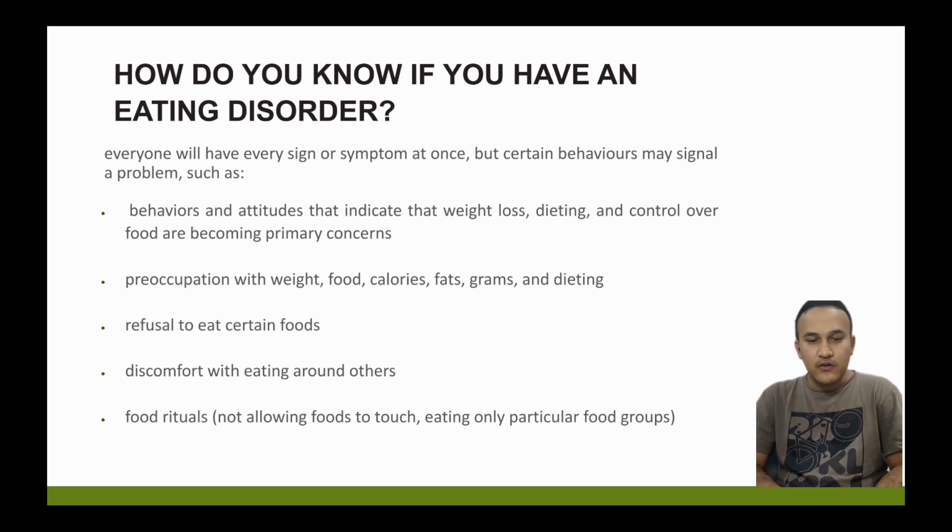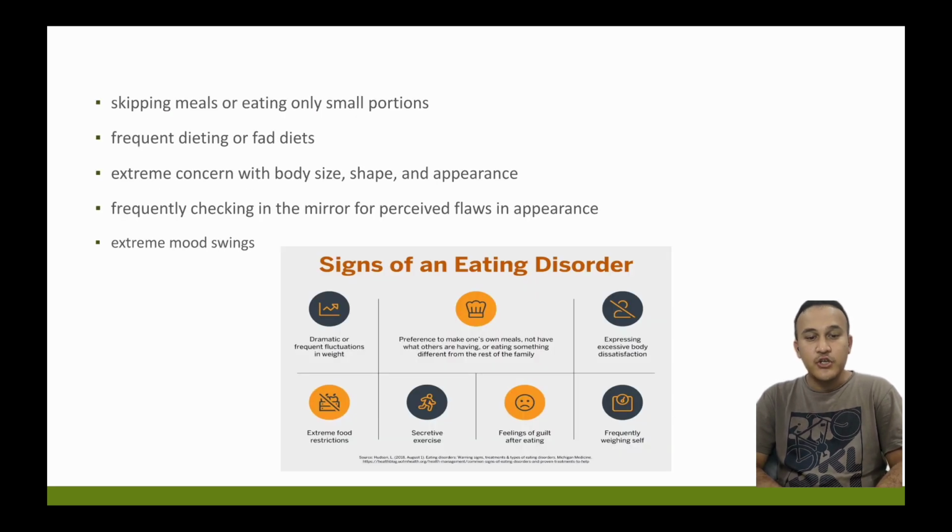Food rituals, such as not allowing food to touch, eating only particular food groups, skipping meals or eating only small portions, frequent eating or fad diets, and extreme concern with body size, shape, and appearance. And last is frequently checking in the mirror for perceived flaws in appearance. Next is extreme mood swings.